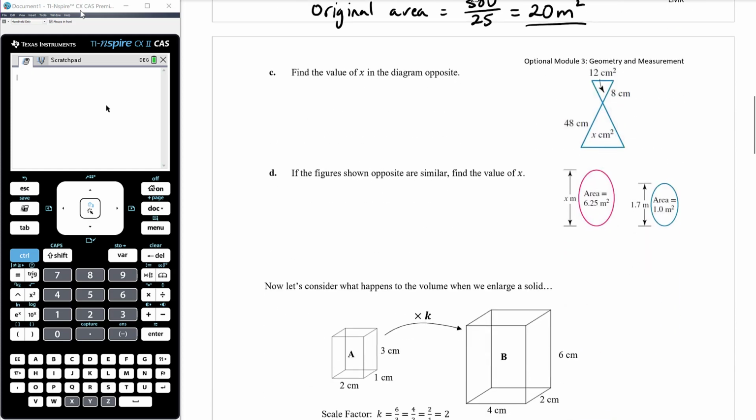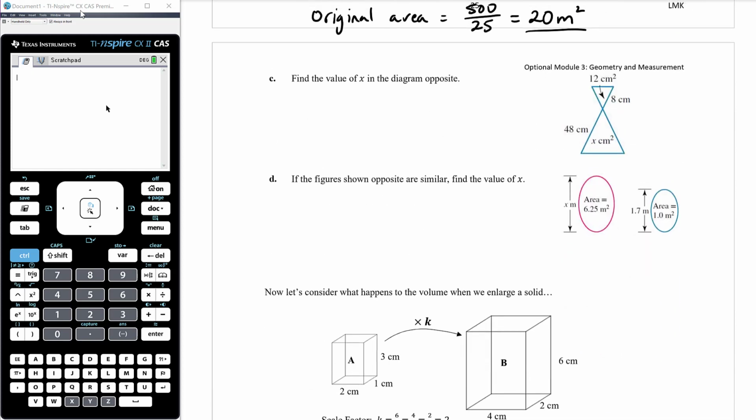Okay, so part C, find the value of x in the diagram opposite. Okay, so here we've been told that the area of this smaller triangle up here is 12 centimetres squared. The area of this bigger triangle is x centimetres squared. So we're trying to work out the larger area, the enlarged area. We've got the original area, so we need the scale factor. Now we've got some side lengths, so we should be able to work those out.